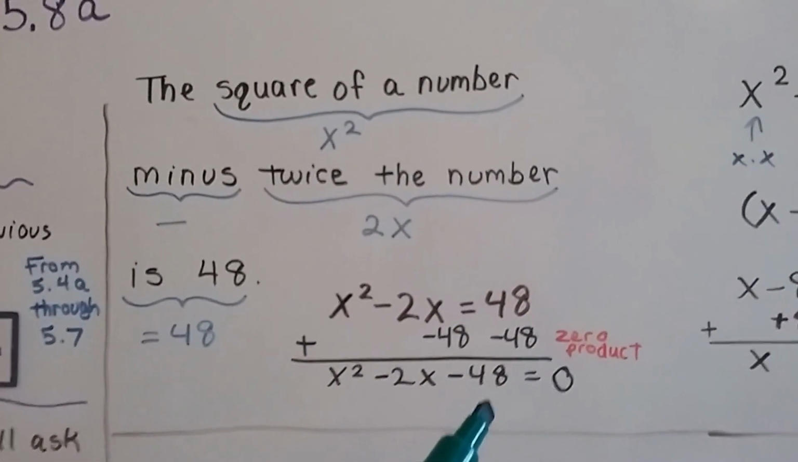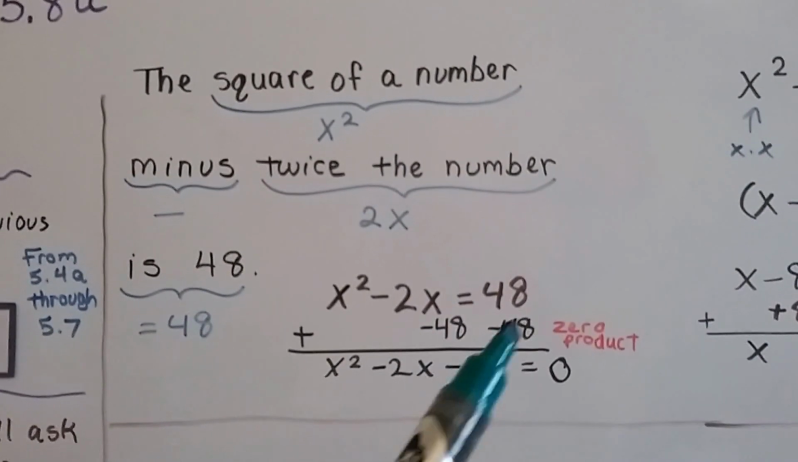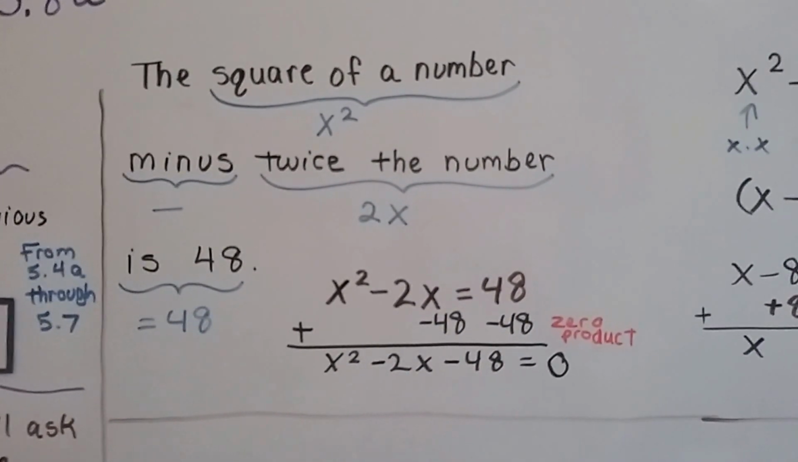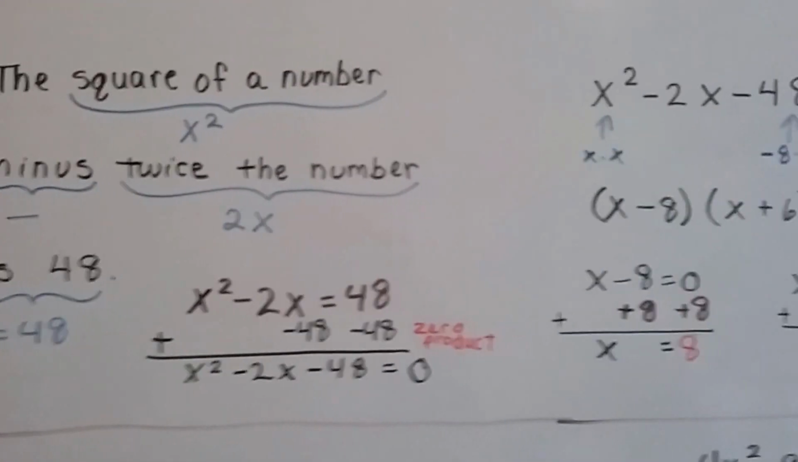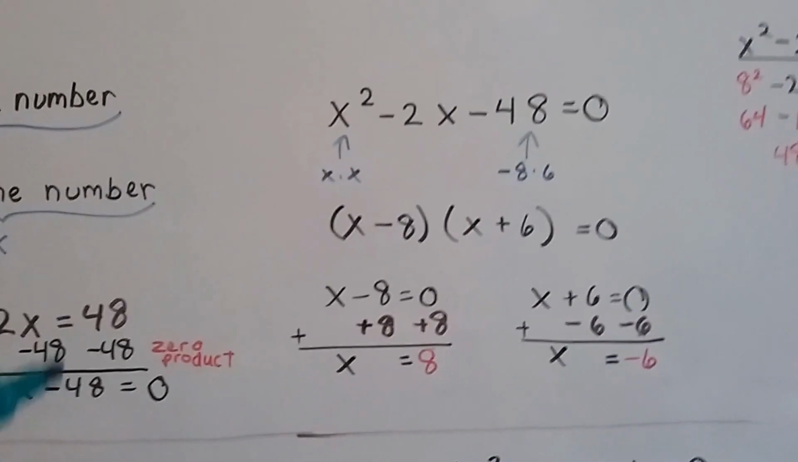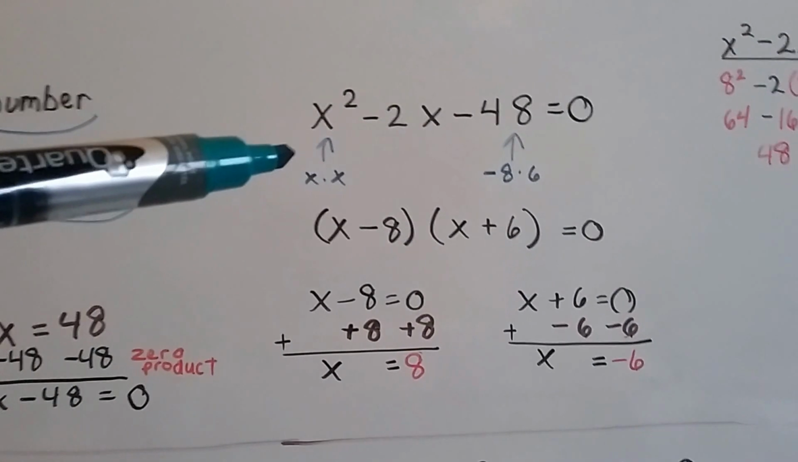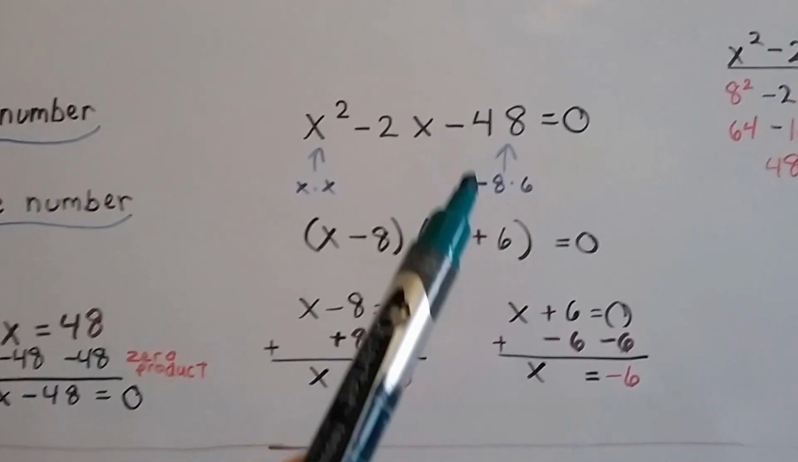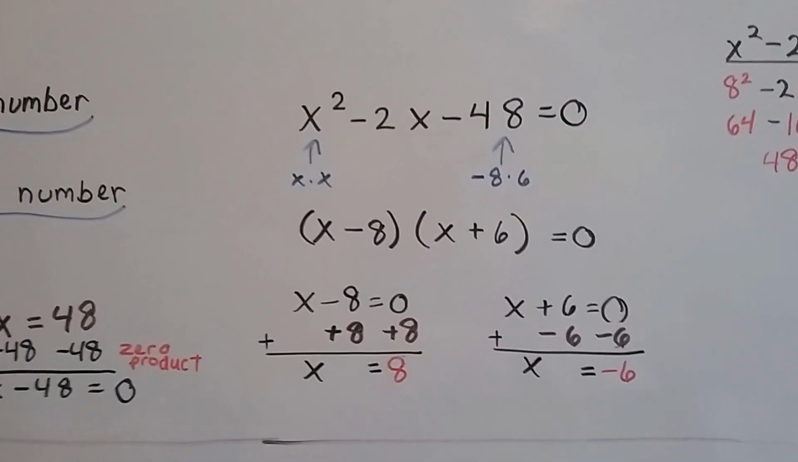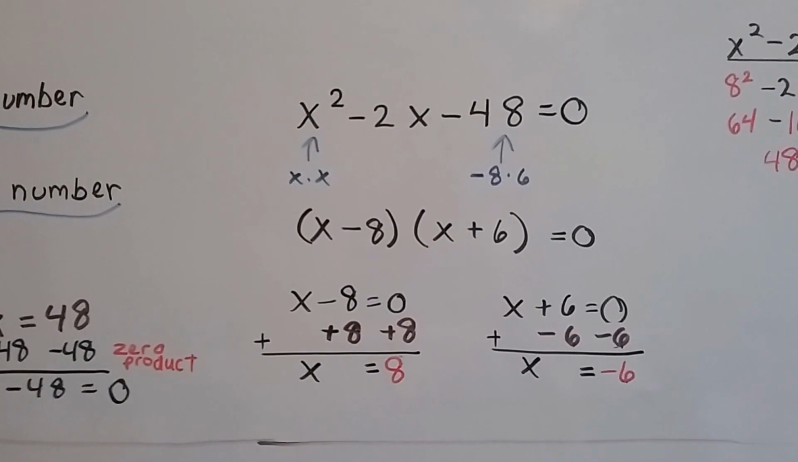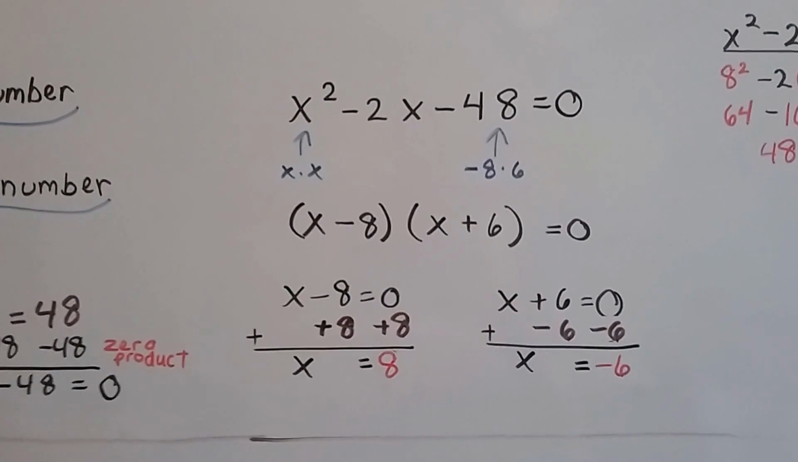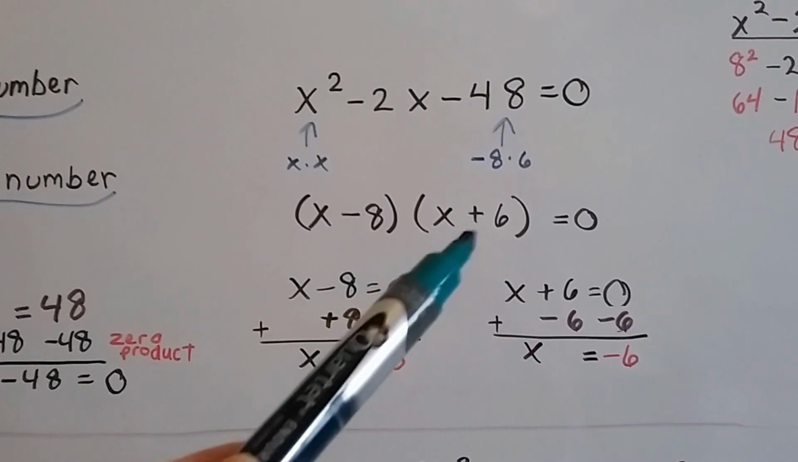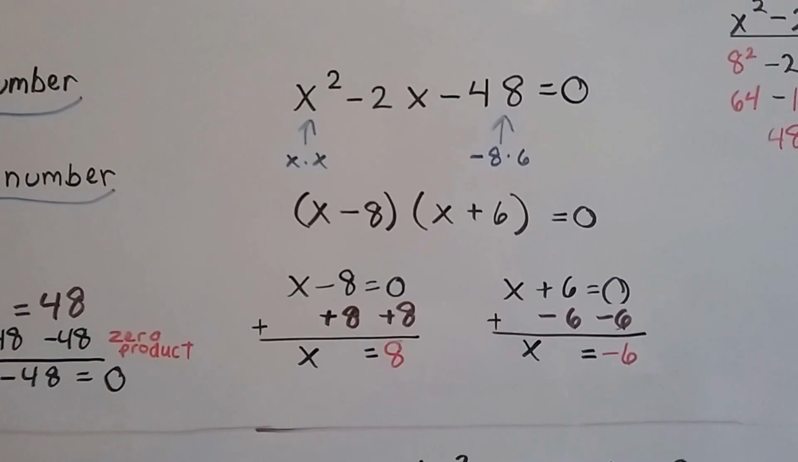And using the principle of zero products, we can add a negative 48 to each side of the equation and set it to equal 0. Now it's ready to be factored. The x squared can be broken into an x times an x, and this negative 48 needs a negative factor in order to be a negative. So it's either a negative 8 and a positive 6, or a positive 8 and a negative 6. Well, in this case, the negative 8 and the positive 6 work. We can try each way.